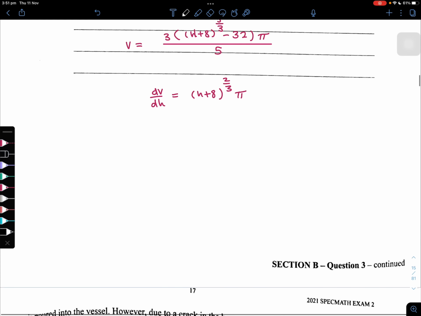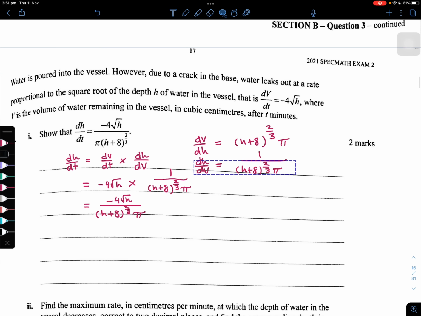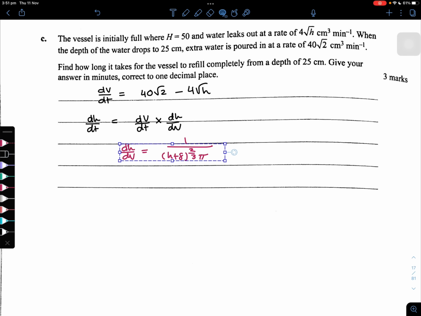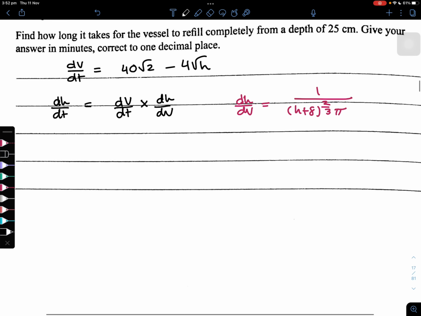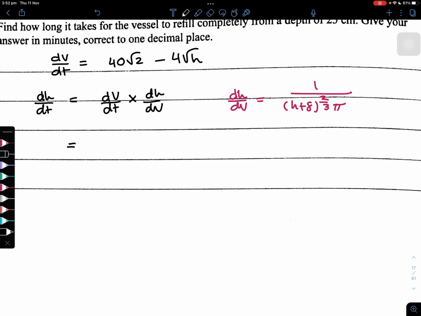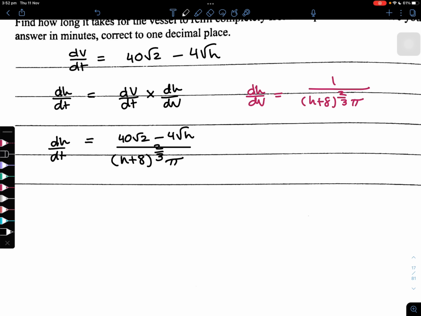And remember, we found dH on dV right here. That was very useful to us because that applied to a vessel that had a height of 50, and it's exactly what we have here. So bringing that back here, I want dH on dt because we're dealing with heights and we want time. It says how long, right? So that makes sense. To find dH on dt, we go dV on dt, which we just have here, times dH on dV. So divided by all our stuff here. dH on dt.